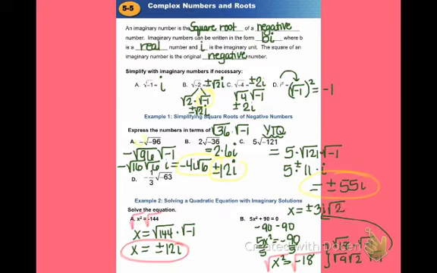So my two solutions would be positive 3i times the square root of 2 and negative 3i times the square root of 2. So there are my two solutions. And let's move on to the next page.